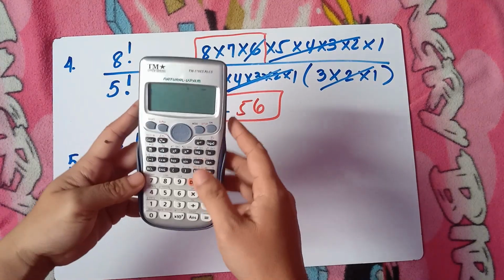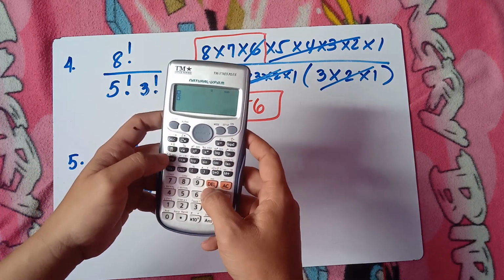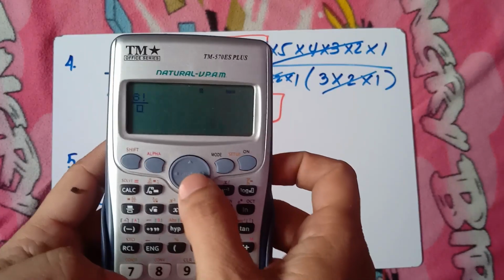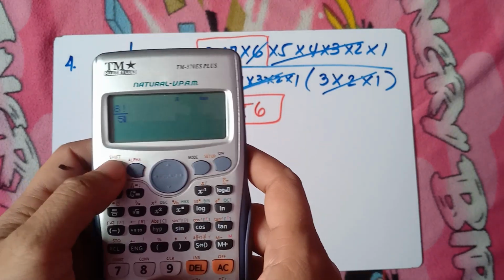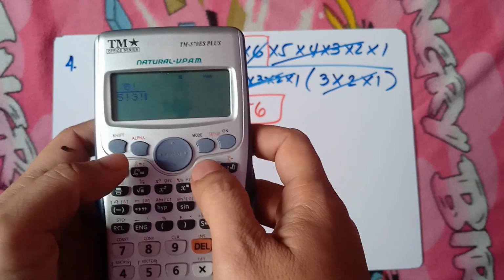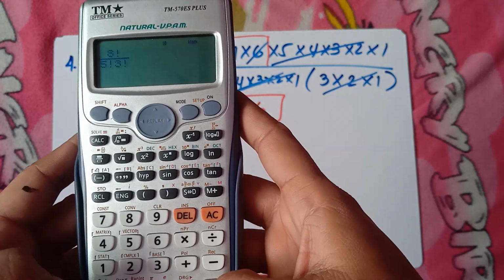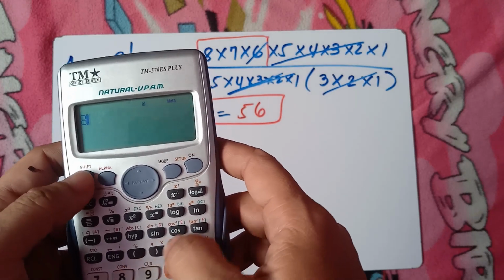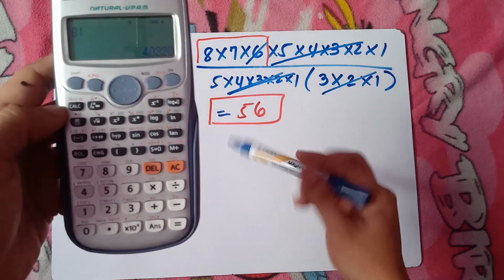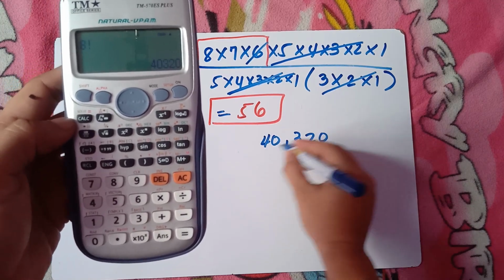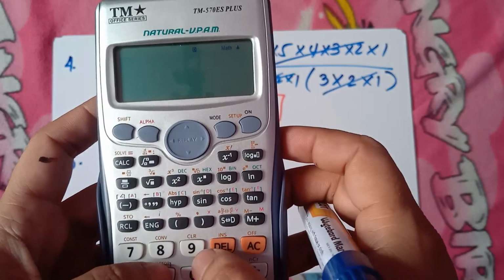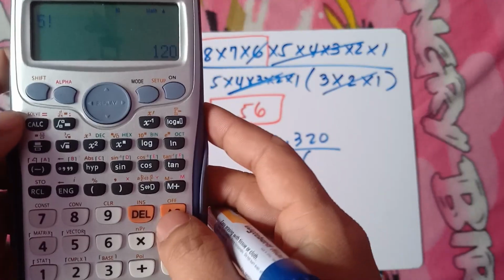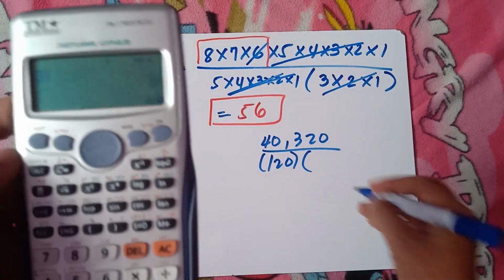Let me try that. Let me use the calculator. So we have this is a fraction, so 8 factorial, shift, this is 8 factorial divided by, so this is 5 factorial and 3 factorial. So 8 over 5 factorial and 3 factorial, right? Syntax error, let me just get 8 factorial. So 8 factorial, that is 40,320 divided by 5 factorial, class, that is 120 times 3 factorial, that is 6.